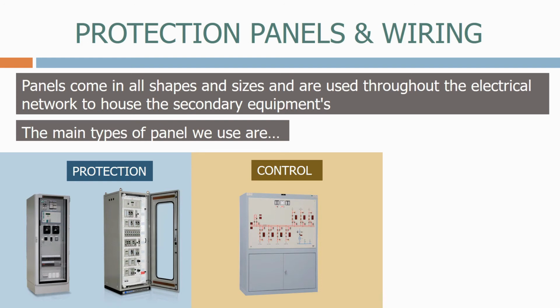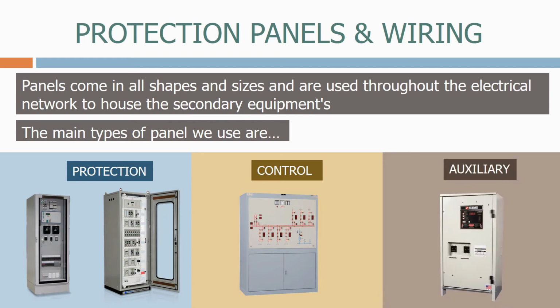Control panels. These allow the operator to open and close all the primary plant and provide indications on how the system is performing. Auxiliary panels. These contain all the backup low voltage and DC systems that support the protection and control panels.